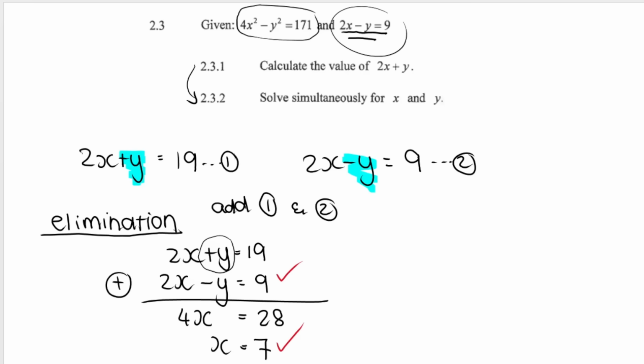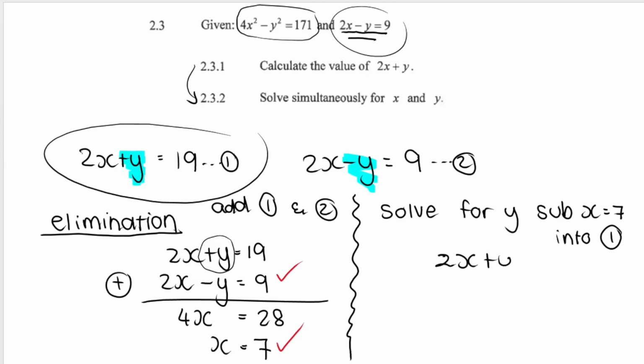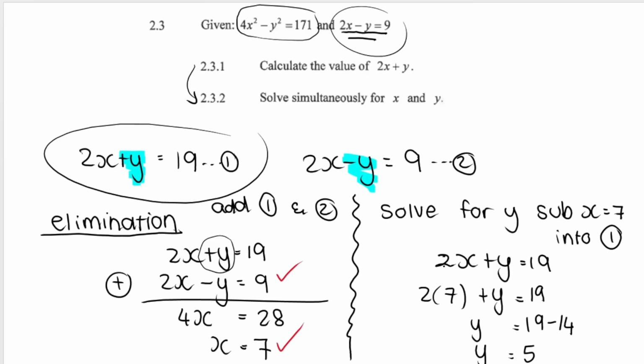Now, please don't forget, a lot of students, when they're doing simultaneous, it's quite sad because they find one of the variables and they get so happy that they've done it, they move on with their life. But we need to solve for the other variable, solve for y. And how do we do that? We sub x is equal to 7 into either of the equations. I'm going to put it in number 1. So in number 1, 2x plus y equals 19. In the place of x, we put 7, so 2 times 7 plus y equals 19. 2 times 7 is 14. So it's basically y equals 19 minus 14. So y is 5. This is how you solve using elimination.